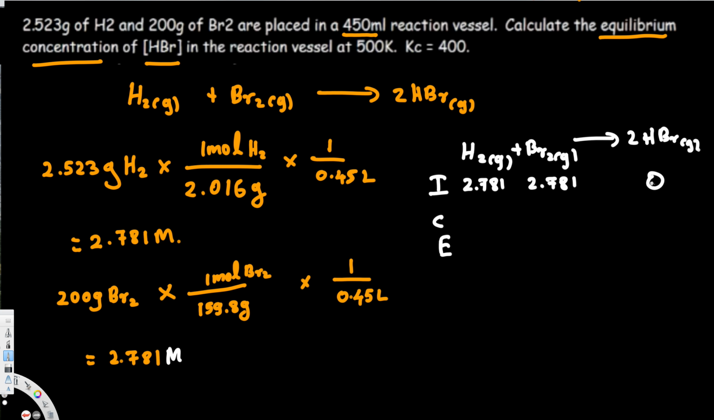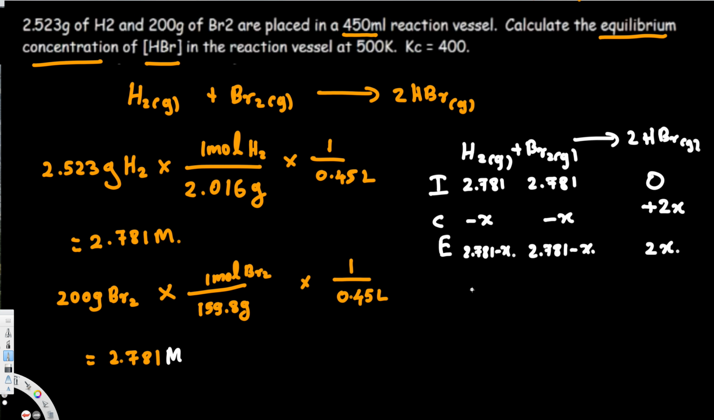Now since this is 0, the reaction is going to shift toward the right side, so we are going to have plus x right here. Since we have 2 in front of this HBr, we have to multiply that x by 2, so we are going to have 2x. Here we are going to have negative values on the reactant side, negative x, and the equilibrium concentration is going to be the addition of initial and change. Initial 0 plus 2x, that's going to give us 2x, and this is going to be 2.781 minus x, and this is also going to be 2.781 minus x.